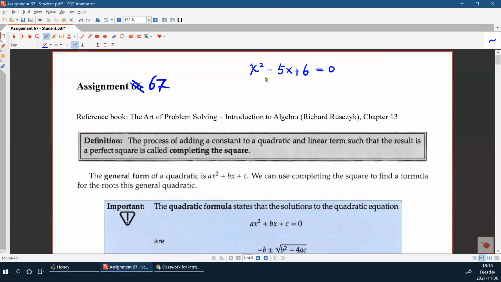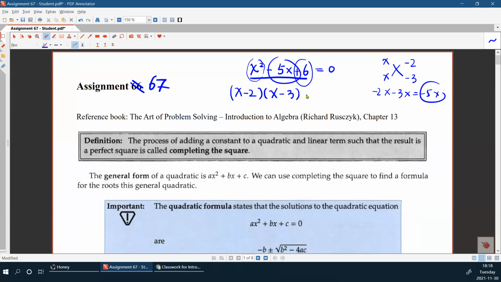So basically, we need to factor it, right? How do we factor this expression? Do you remember that we can use the trial and error method? First item can be factored to x and x. And 6 can be factored to -2 and -3, right? By cross multiplication, you will get -2x minus 3x, which is -5x, the term in the middle. So this can be factored to (x minus 2)(x minus 3) equals 0, so there are two solutions: x equals 2 or x equals 3.